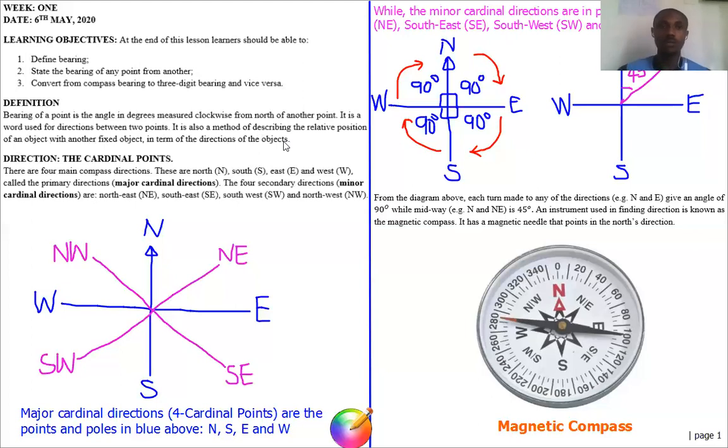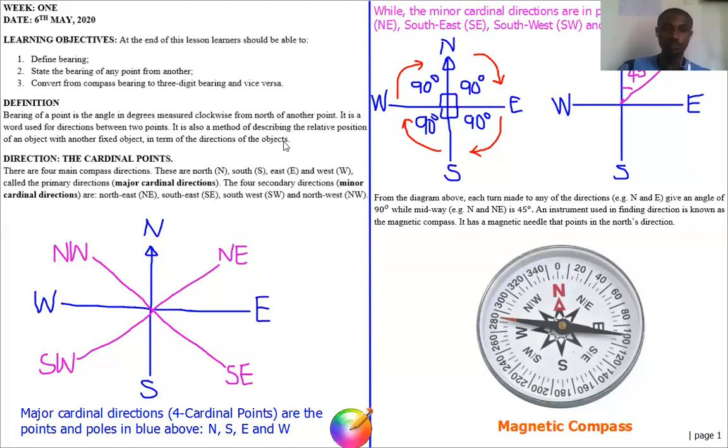We went further to talk about the cardinal points, known as the direction. So we said there are 4 main compass directions, which are the north, south, east, and west. Now these 4 points or directions are referred to as the major cardinal directions. And I also explained that there are also 4 secondary directions, which include the northeast, southeast, southwest, and northwest.